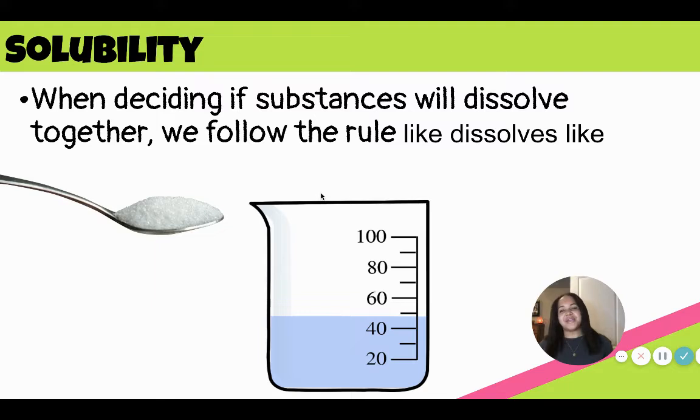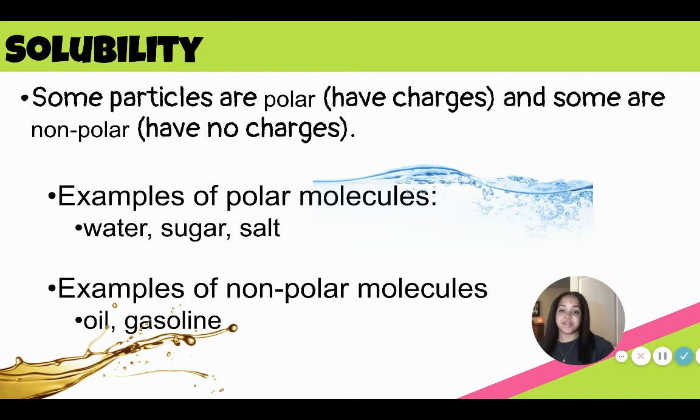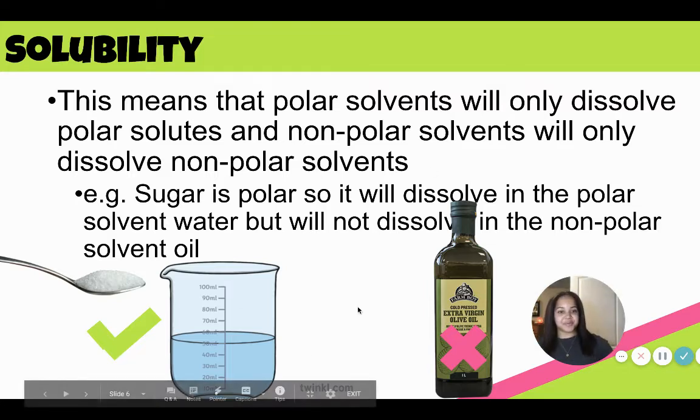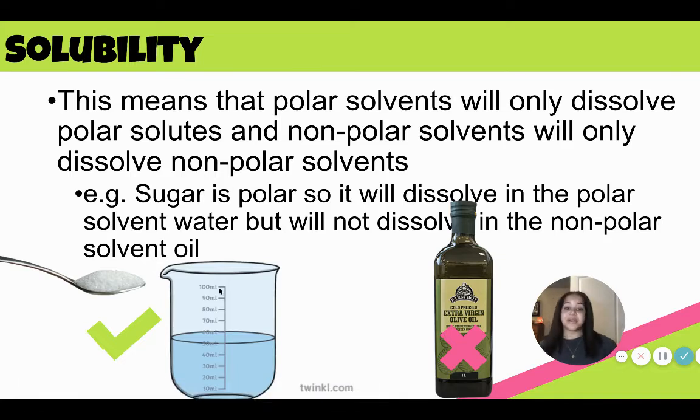So if you're deciding if substances will dissolve together, you need to follow the rule like dissolves like. So just think back here, I said water and sugar are polar molecules. So I have water and sugar on this slide because this means that polar solvents will only dissolve polar solutes and non-polar solvents will only dissolve non-polar solutes. So what that means is that sugar will dissolve in water, but it's not going to dissolve in oil. So hopefully that gives you a little bit of a visual there. So sugar is polar and it will dissolve in the polar water, but it will not dissolve in the oil because it is non-polar.